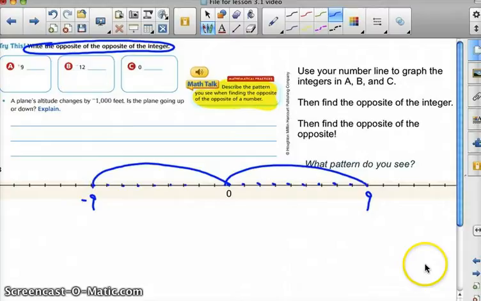And this question asks for the opposite of the opposite. Okay, so if +9 is our integer, the opposite of that is -9, and the opposite of -9 is +9. So it's kind of a tricky question, but whenever you're asked for the opposite of the opposite of an integer, it's always the same number.